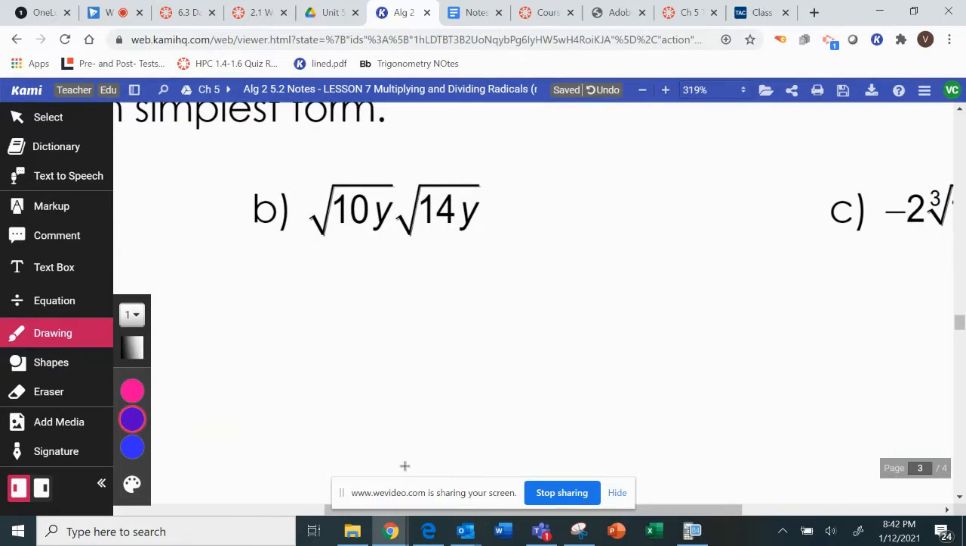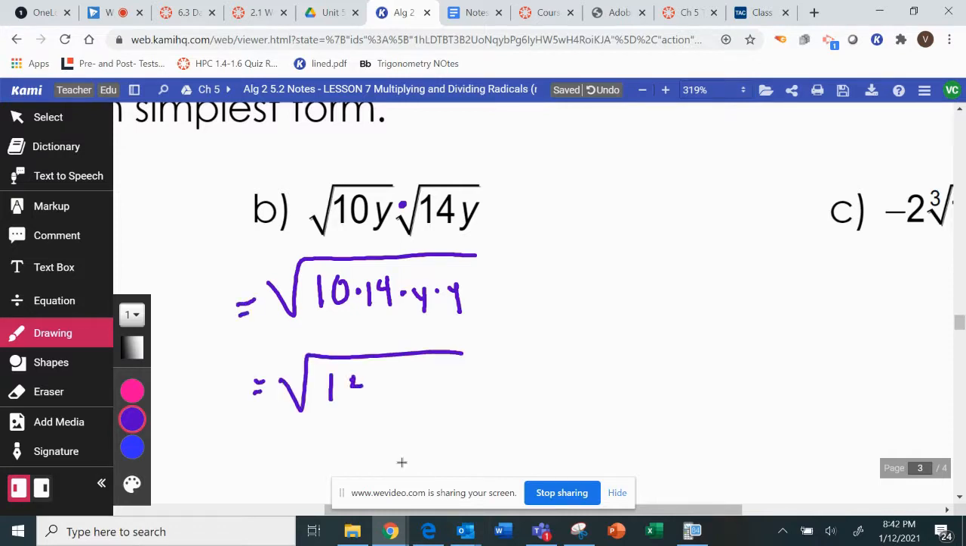Question B. Here we have two radicals that are being multiplied. They don't have the times symbol in there, but we should know that's multiplication. So I'm going to make one big radical, and I'm going to multiply 10 times 14 times y times y. So I'm going to get 140 y squared.